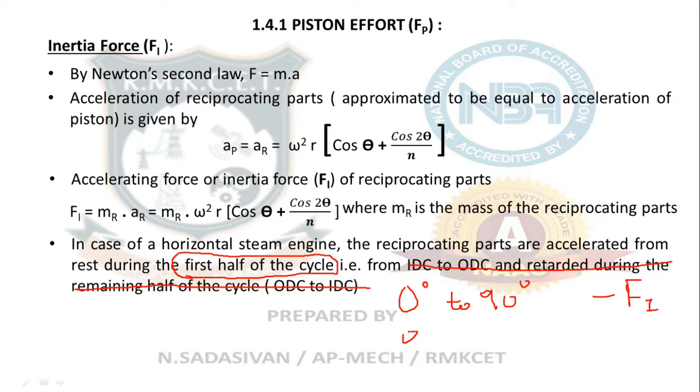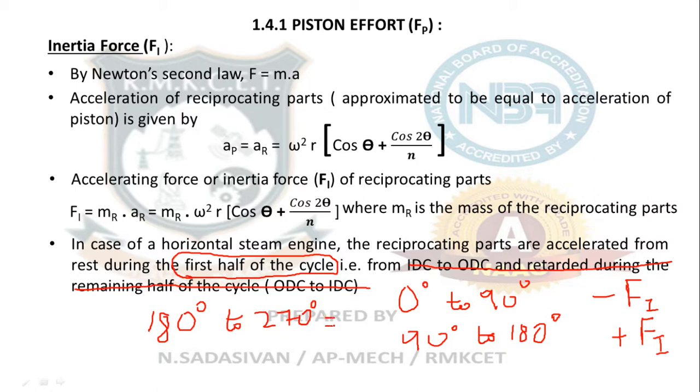Similarly 90 to 180, will get a positive inertia. You should add the inertia force. Similarly when the piston returns back from 180 to 360, what will happen? From 180 to 270, the piston will try to accelerate in the reverse stroke. It will start increasing the speed, 180 to 270 theta value. What will happen? You will get a negative inertia, because your piston is increasing its speed.